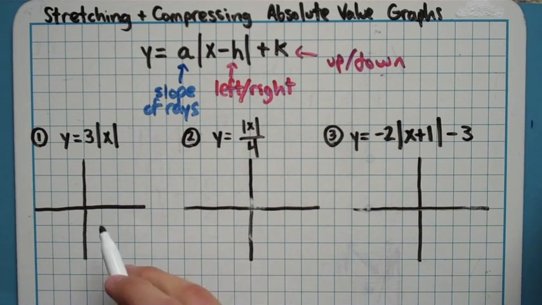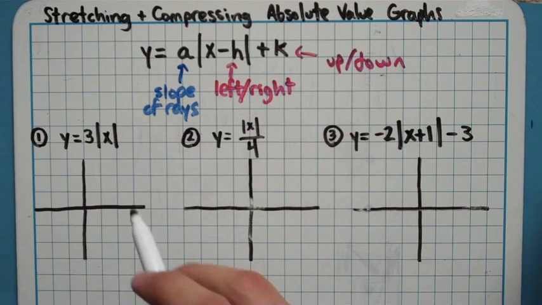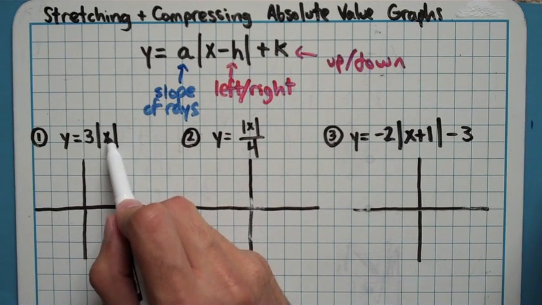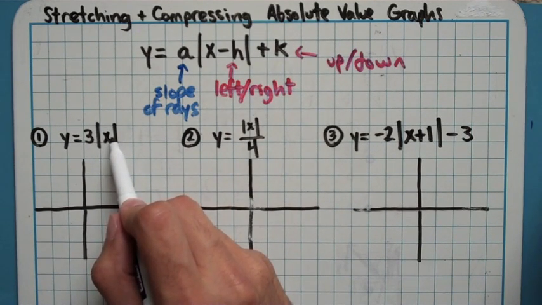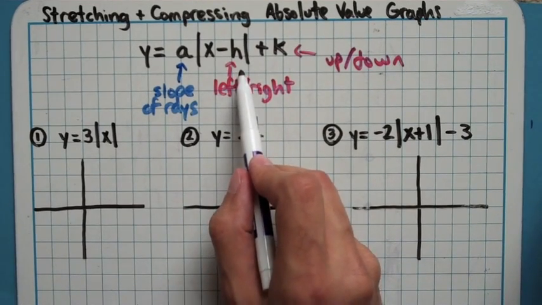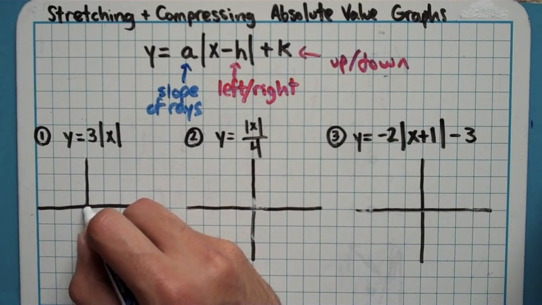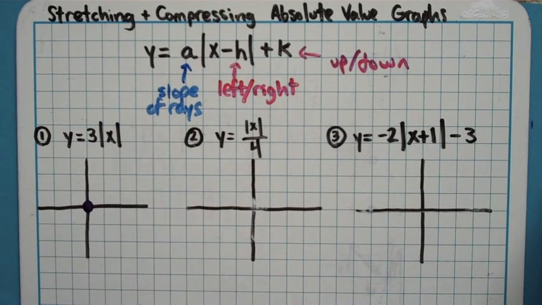On my first graph right here, I have 3 times the absolute value of x. The first thing you should always do when doing one of these graphs is figure out where the vertex goes. You've got to find that vertex. So we're going to look at how it moves left, right, up, down, and we'll see where that vertex gets placed. There's nothing being added on the inside. It's like a +0 there. Don't go left or right at all. There's nothing being added on the outside. This graph doesn't go left, right, or up, down. So the vertex stays right where it was at 0, 0.